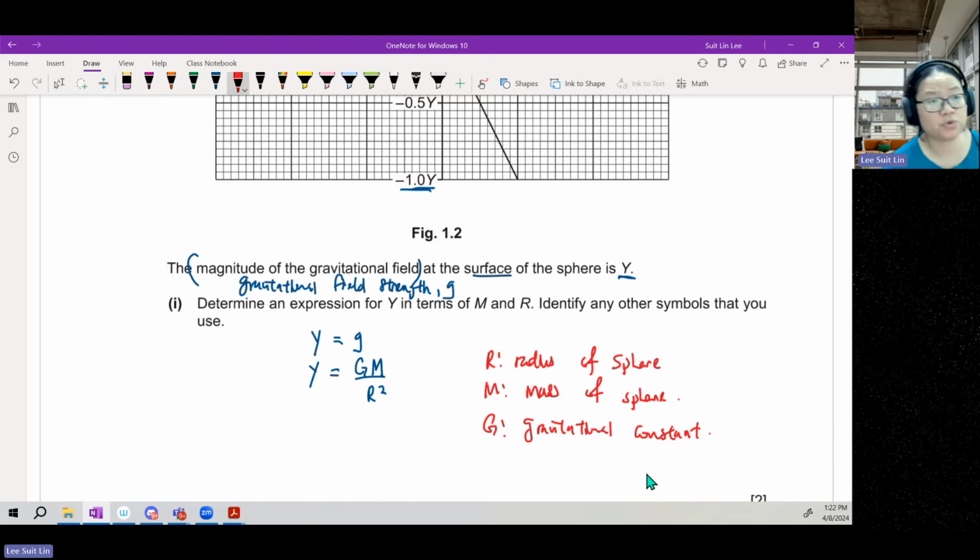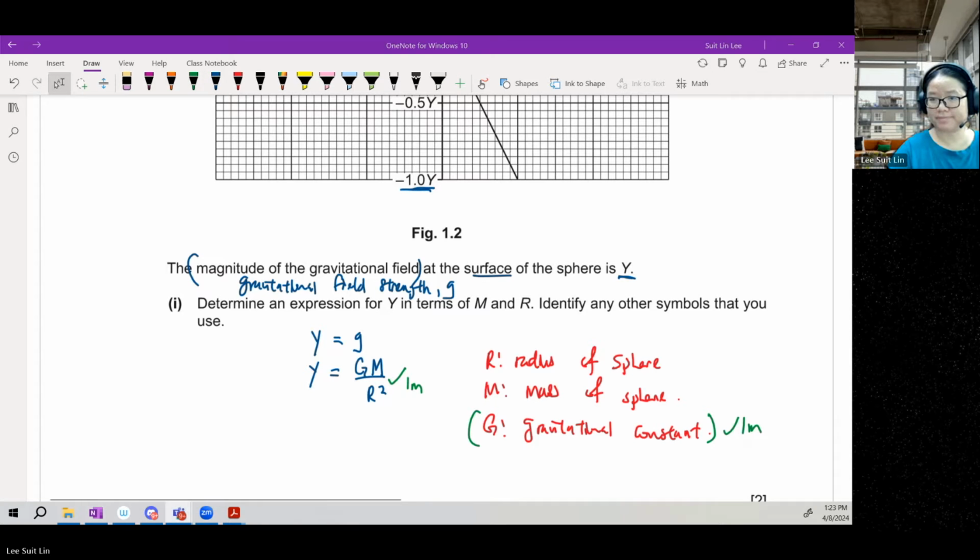So the question is very theoretical, okay? They are asking whether you can write down the expression for gravitational field strength, 1 mark. And if you define any other symbols that they didn't define, which is capital G, 1 mark.